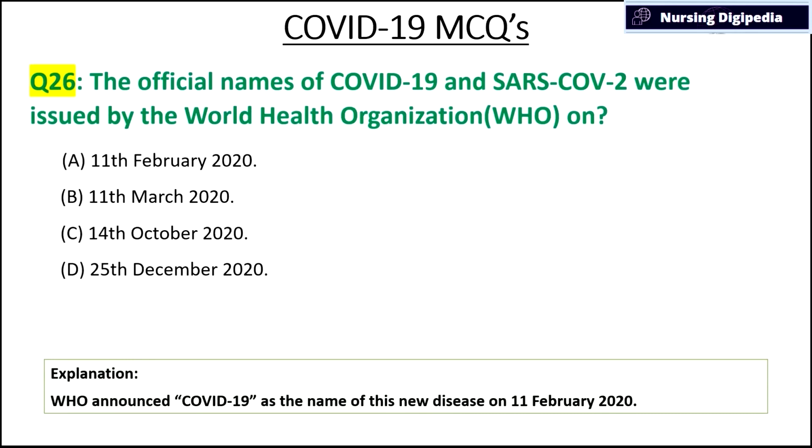Question 26. The official names of COVID-19 and SARS-CoV-2 were issued by the World Health Organization on A. 11th February 2020, B. 11th March 2020, C. 14th October 2020, D. 25th December 2020. And the answer is A. WHO announced COVID-19 as the name of this new disease on 11th February 2020.